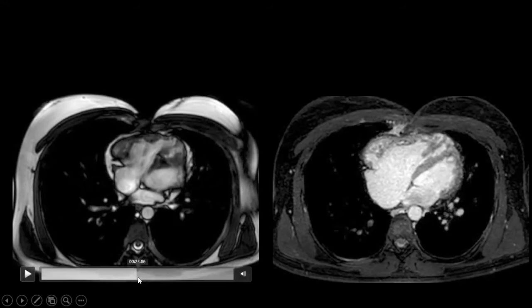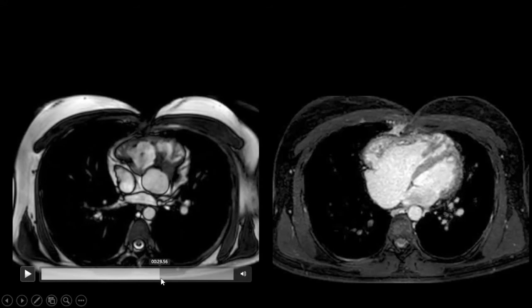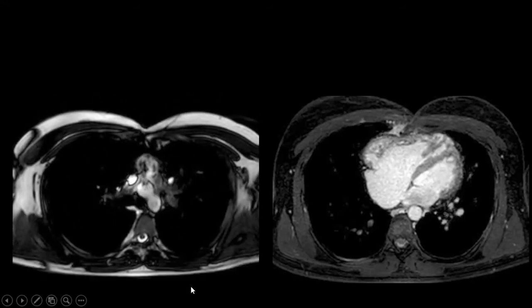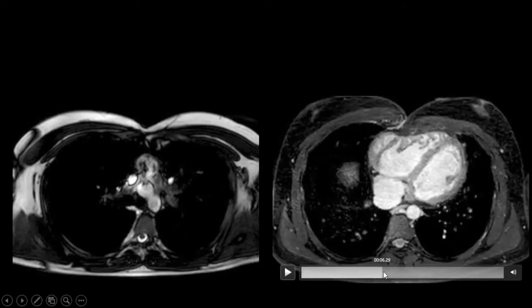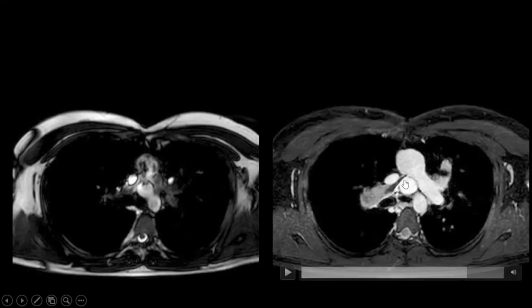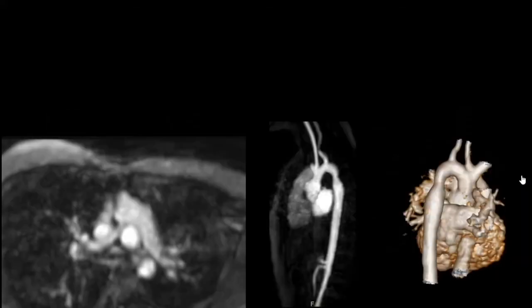The pulmonary veins open into the left atrium, which drains into the left ventricle, which gives rise to the aorta. So not only is this a corrected flow circuit, it also makes LV the systemic ventricle. This is again a post-contrast 3D Dixon image where we can see that there is severe ostioproximal stenosis in the right pulmonary artery. So this was a case of post-arterial switch for TGA with severe ostioproximal right pulmonary artery stenosis.